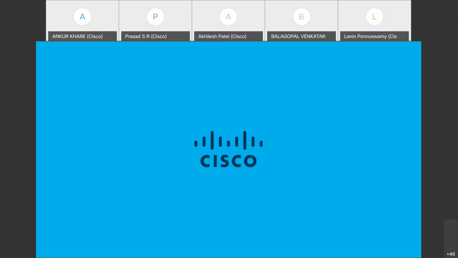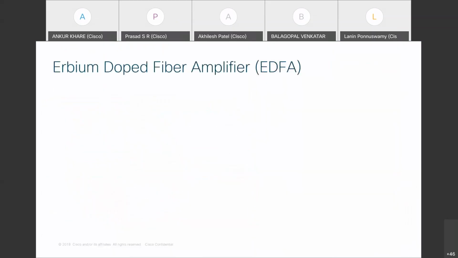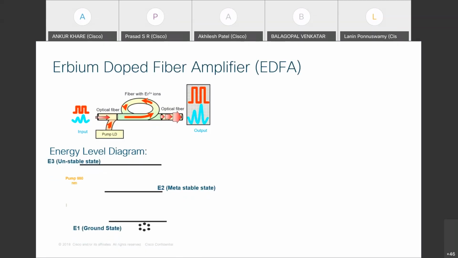So I think that's it on the product line. I have some backup slides I can discuss. When we talk about amplifiers, there are two types. One is EDFA, another is Raman. We will discuss EDFA here.